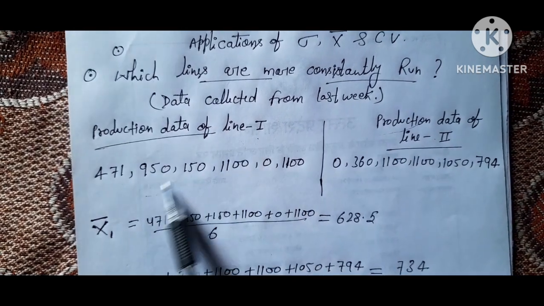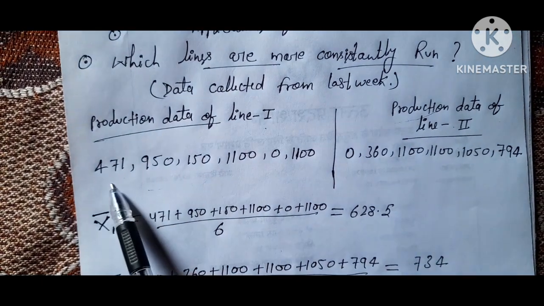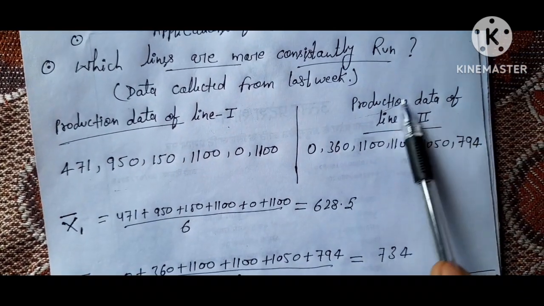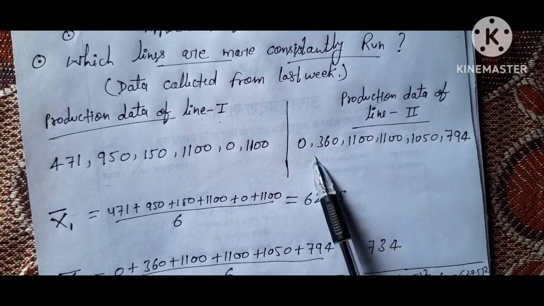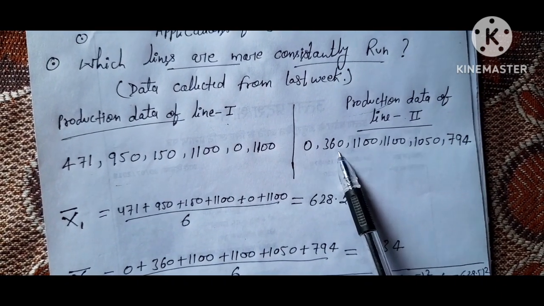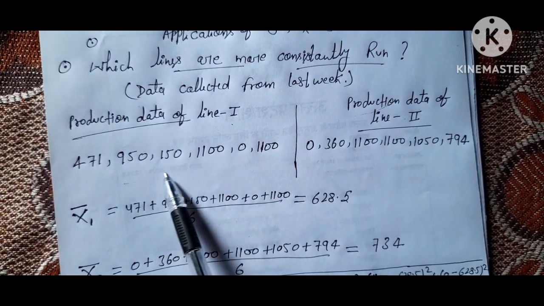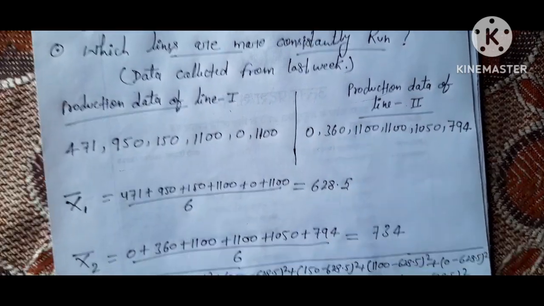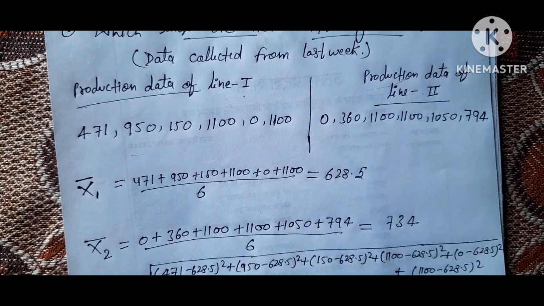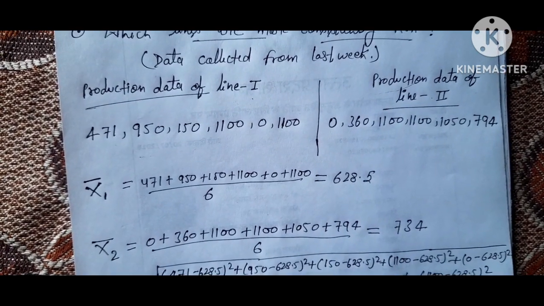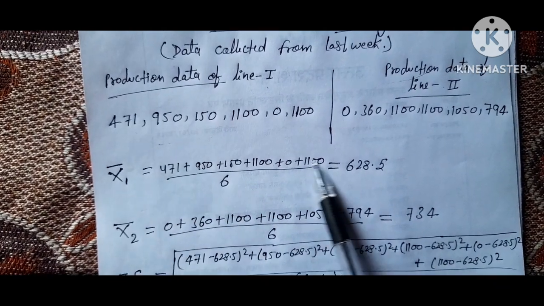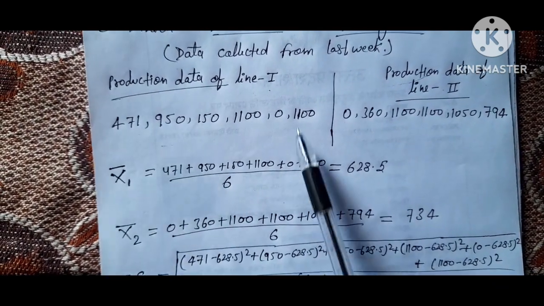So this is line 1's data. This production data is 471, 950 and so on. This is line 2's production data: 0 because there was no production, and here 360 parts are produced. So this is the production data of line 1 and line 2, and we compare which one produced parts more consistently.